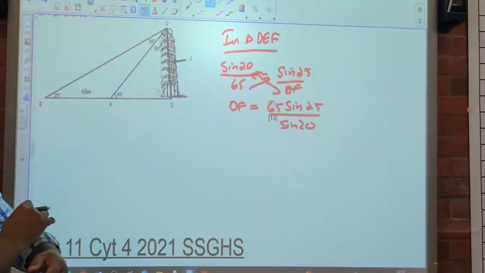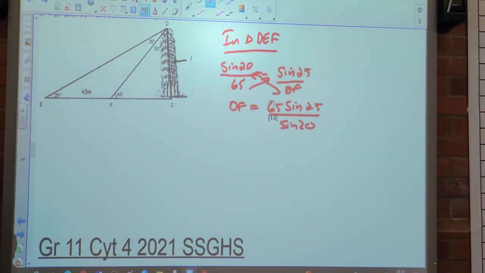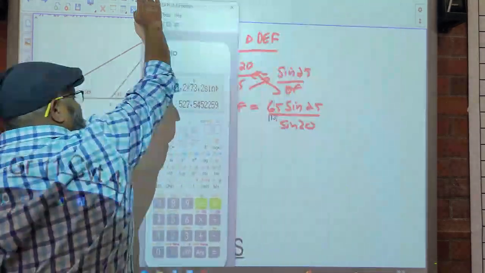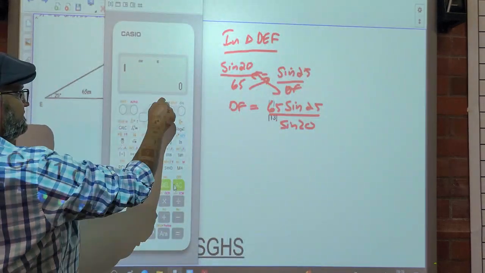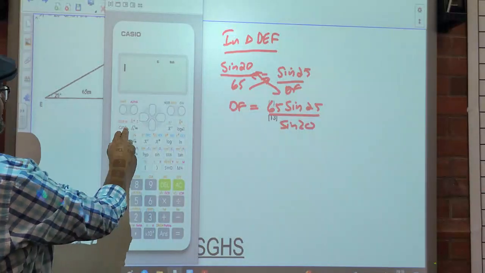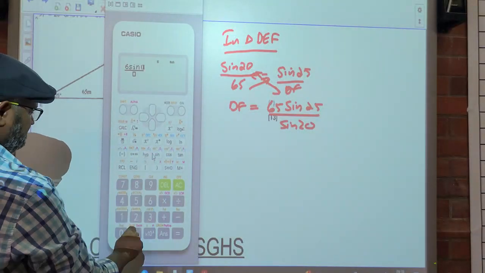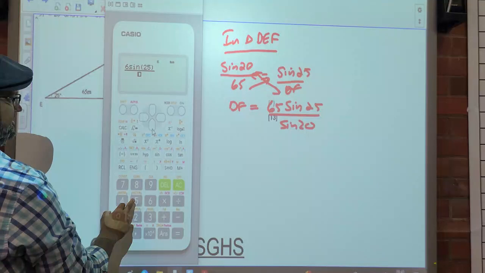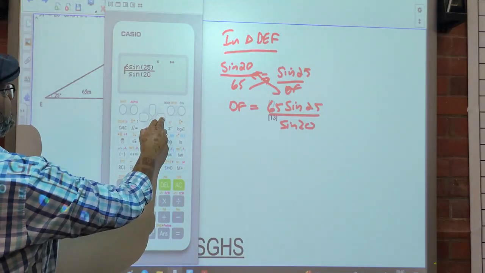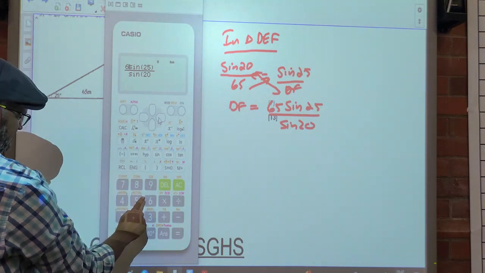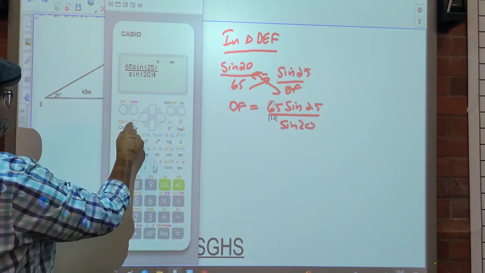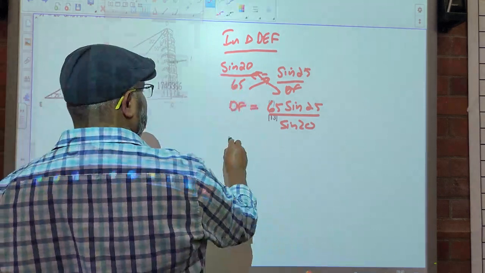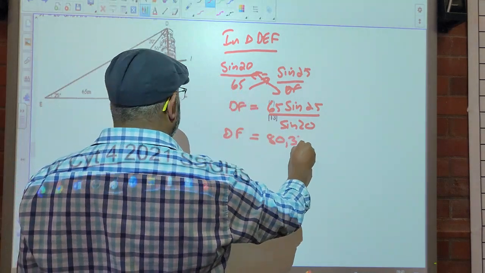Otherwise you can cross multiply. It's going to be DF sine 20 is equal to 65 sine 25. And then you divide by sine 20 both sides. So that's going to give you 65 sine 25 over sine 20. Because it's 80.32. Is that correct? 80.32 meters.